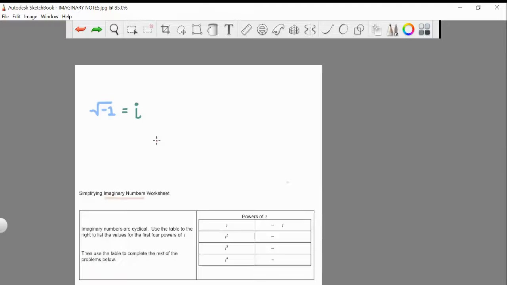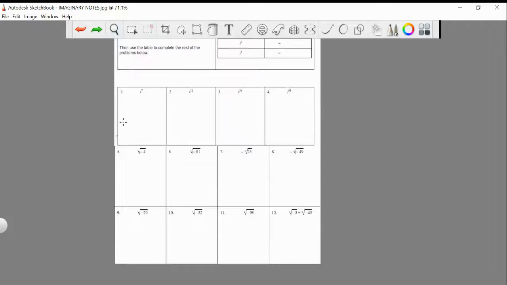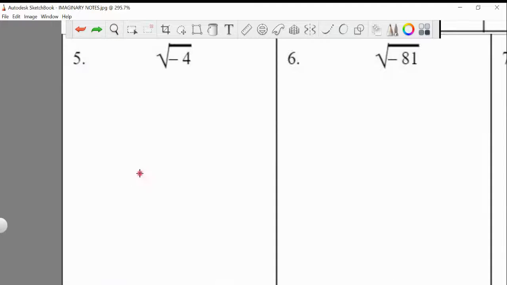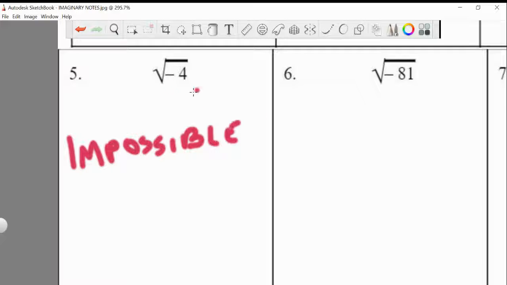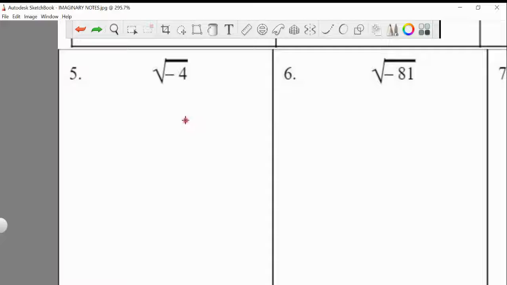So, for example, let's go down and solve a question like number 5. I know we're skipping around all over the place, but if we go down to question number 5, the square root of -4, this question is impossible, right? There's no way to do this question. You cannot take the square root of -4, but we're going to pretend like we can do it.